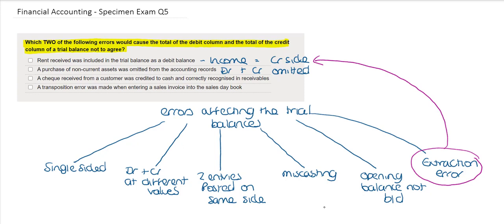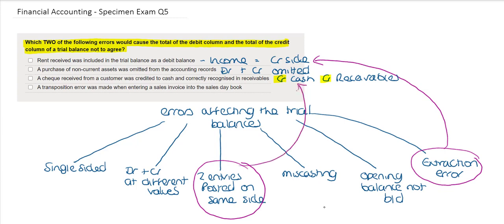The third option is that a check received from a customer was credited to cash and then correctly recognized in receivables. So here we've got a credit to cash, and as a result of the check being received from the customer, this would have reduced our receivables balance, and so we also have credited receivables. We can see here that we have a credit to cash and a credit to receivables, which means we have two entries posted on the same side. This will mean our trial balance will no longer agree.